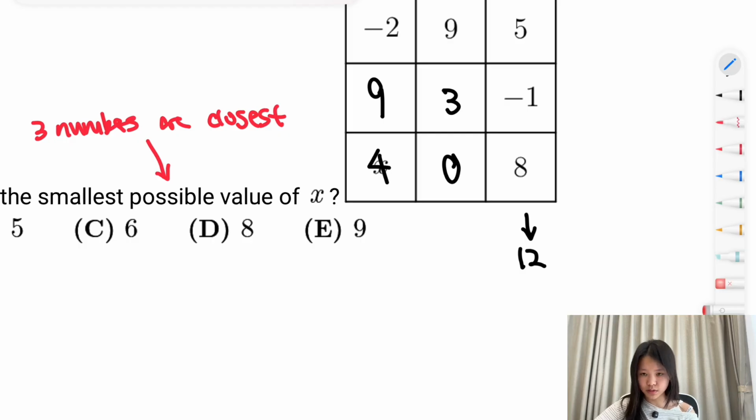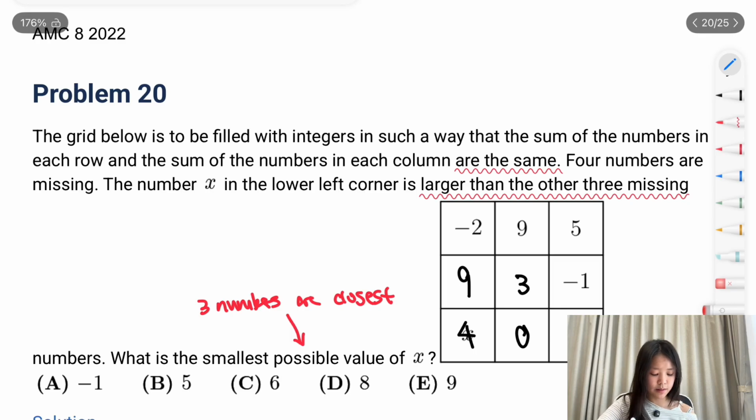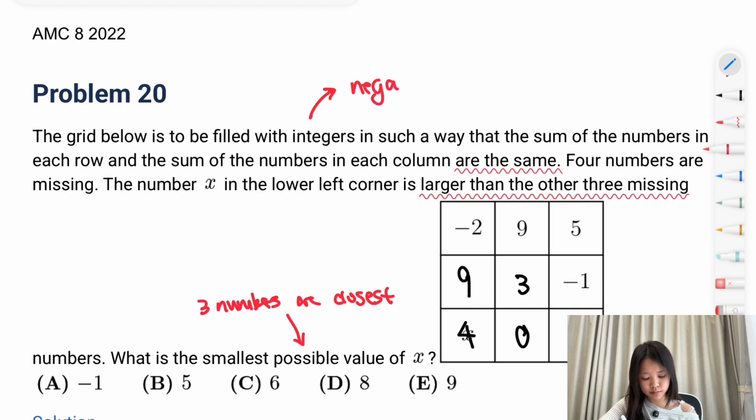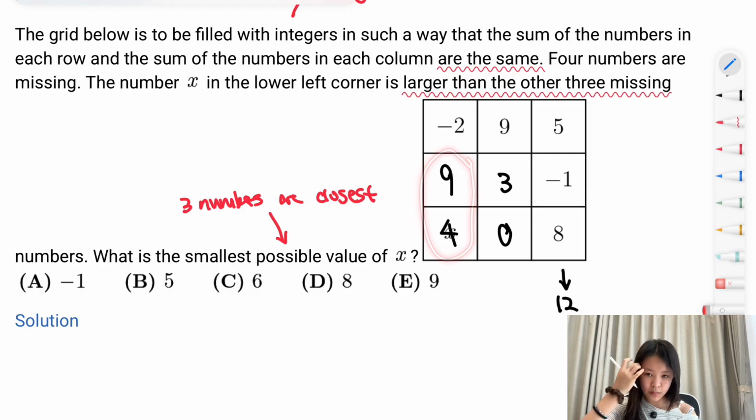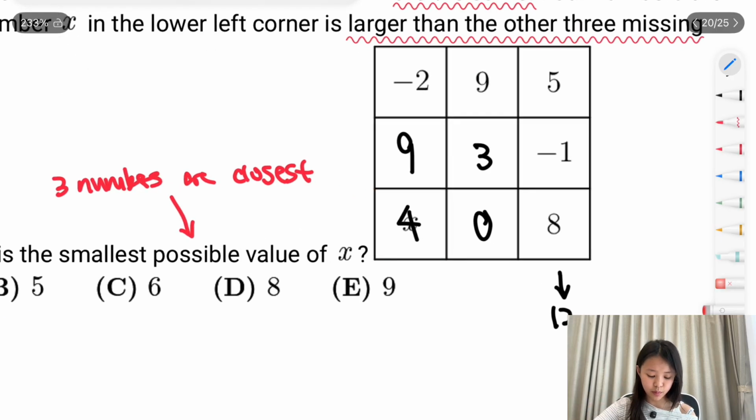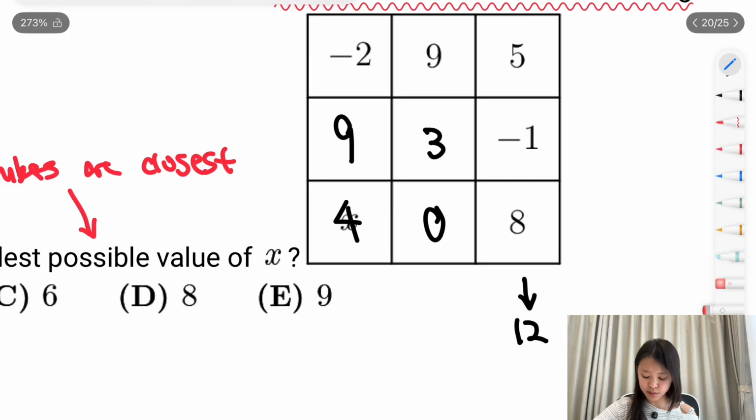And so it looks like there's no solution here, but if you come back up to the problem description, it tells us that the grid below is full of integers, and that means integers can be negative. That means that this number here must be negative, because when it is negative, x is able to become a very big number. And that would allow it to be larger than the other 3 numbers.